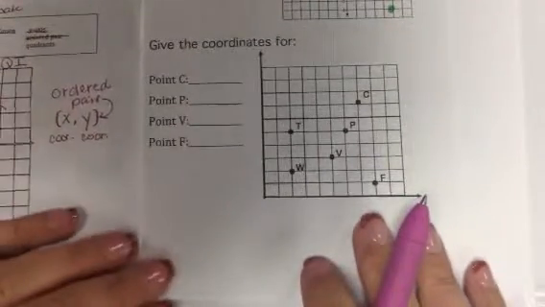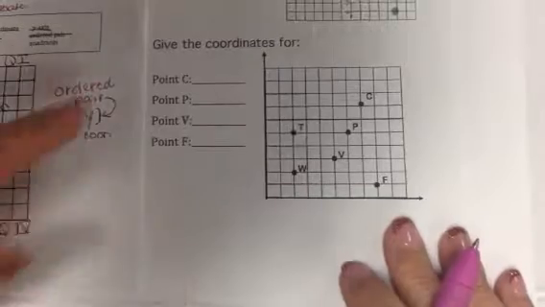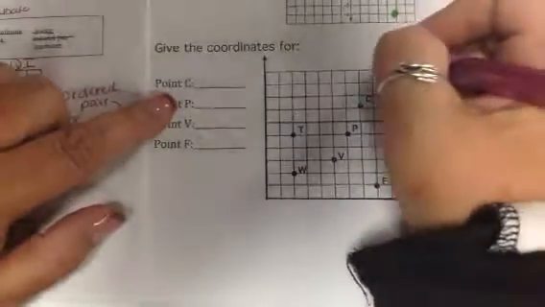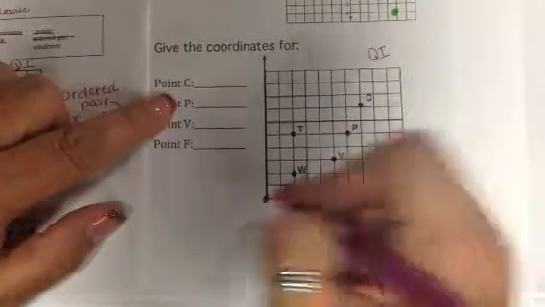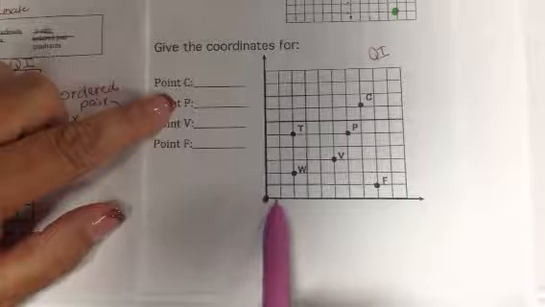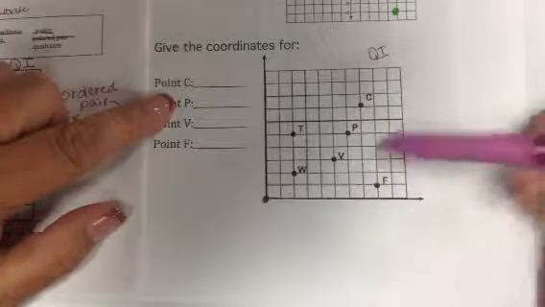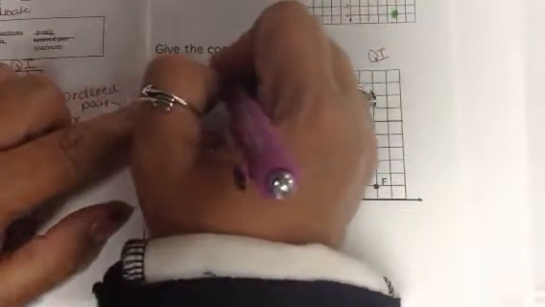Now we're going to go down here, and it asks us to give the coordinates for the letters. So we're going to look for point C. It is sitting right here. They have only given us quadrant 1, and our origin is going to be right here. So we're going to start right there. We're going to count over 1, 2, 3, 4, 5, 6, 7, and up 1, 2, 3, 4, 5, 6, 7. So C is sitting at 7, 7.